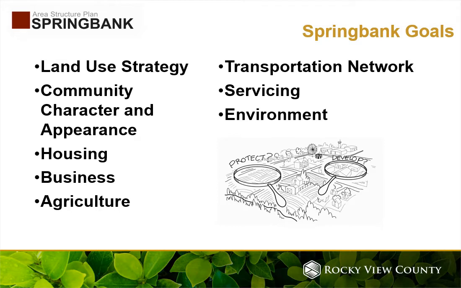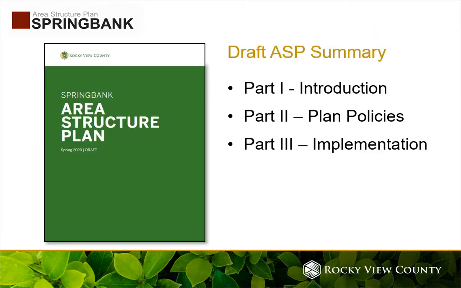We won't discuss all of them here, but each of them guides an aspect of the plan and by extension, the vision. Each section of the plan establishes goals and the policies or the mechanisms to implement each of those goals. The Springbank ASP is a kind of blueprint for landowners and developers for the future.